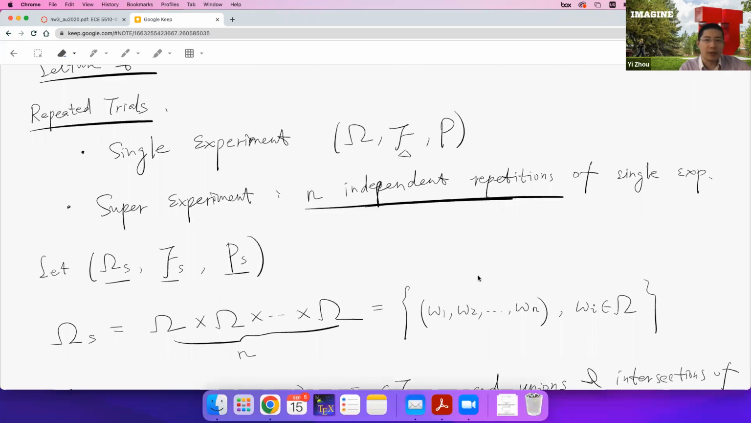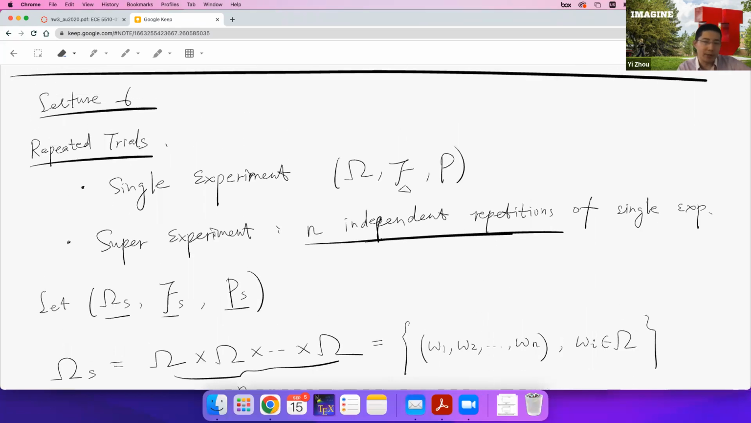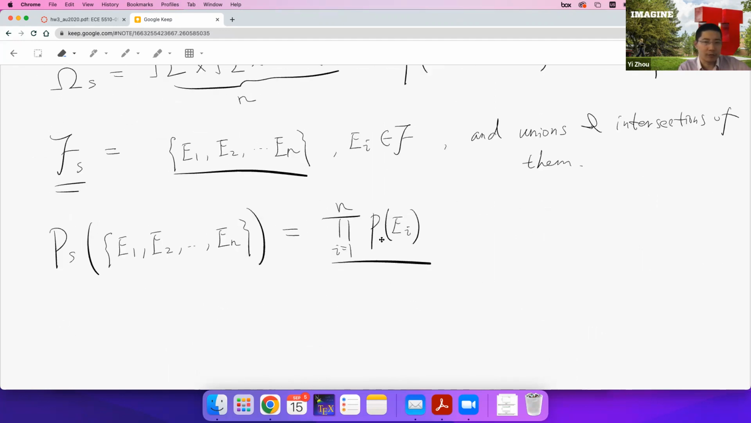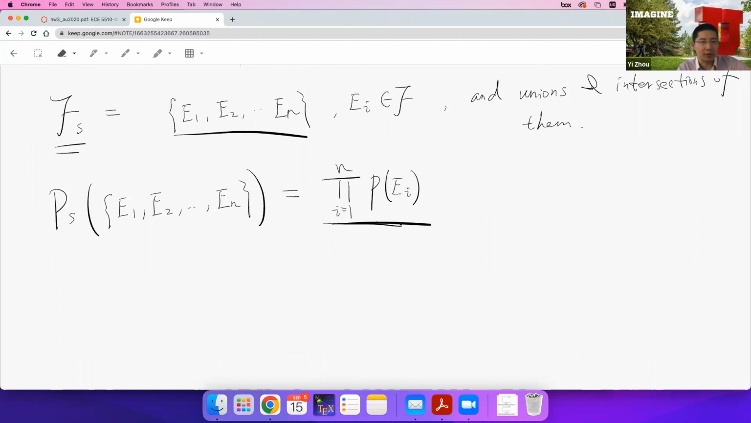So basically, as long as the repeated trials are independent, when we calculate probabilities, we can just calculate them one by one and then multiply everything together.